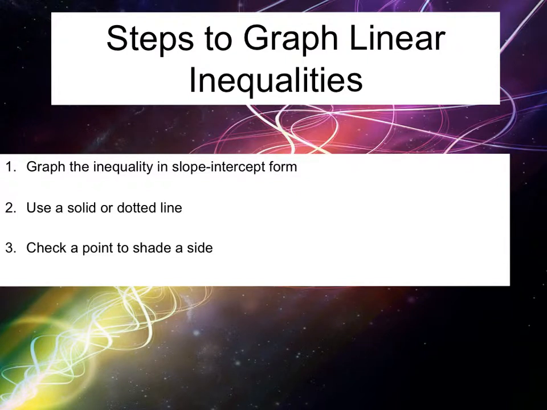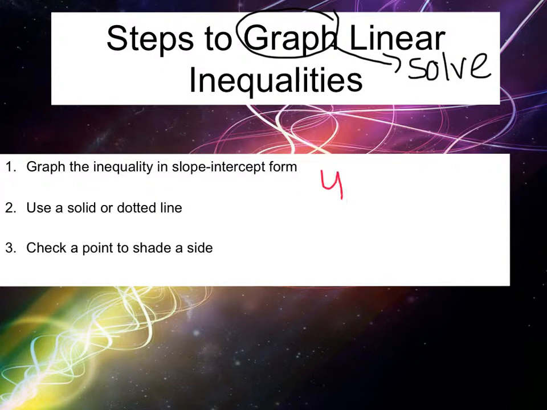Here are the steps to graph linear inequalities. And when we say graph, we really mean solve. In order to solve a linear inequality, you have to graph. And it gives you all the many solutions instead of having to list them out. So here are the 3 easy steps. 1, graph the inequality in slope-intercept form. So we're going to have y, an inequality symbol in the box, mx plus b. Notice the y is isolated. We need to have it in slope-intercept form. 2, we're going to have to use a solid or dotted line. And we're going to go over when to use a solid and when to use a dotted line. But let's do that now.